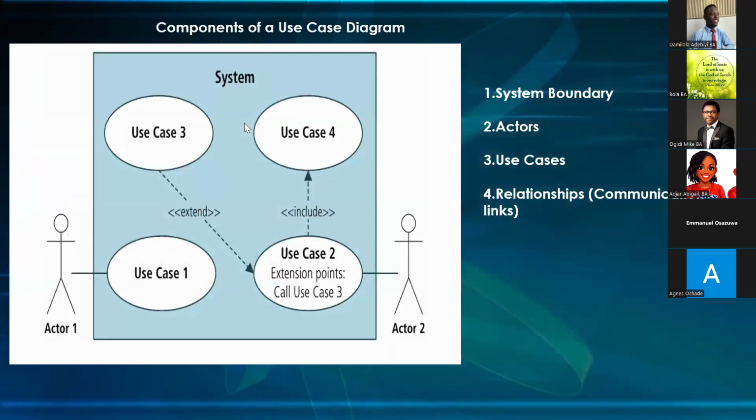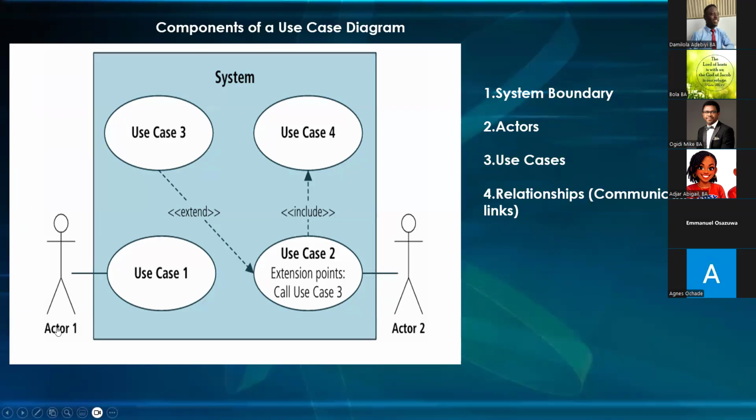So what are the components of a UML diagram? A use case diagram has four components: the system boundary, which is the scope, we define the scope; the actors, that means the people using the system; the use case itself, which talks about what the system is going to be doing, what actions the actors will perform with the system; then the fourth one is the relationship.